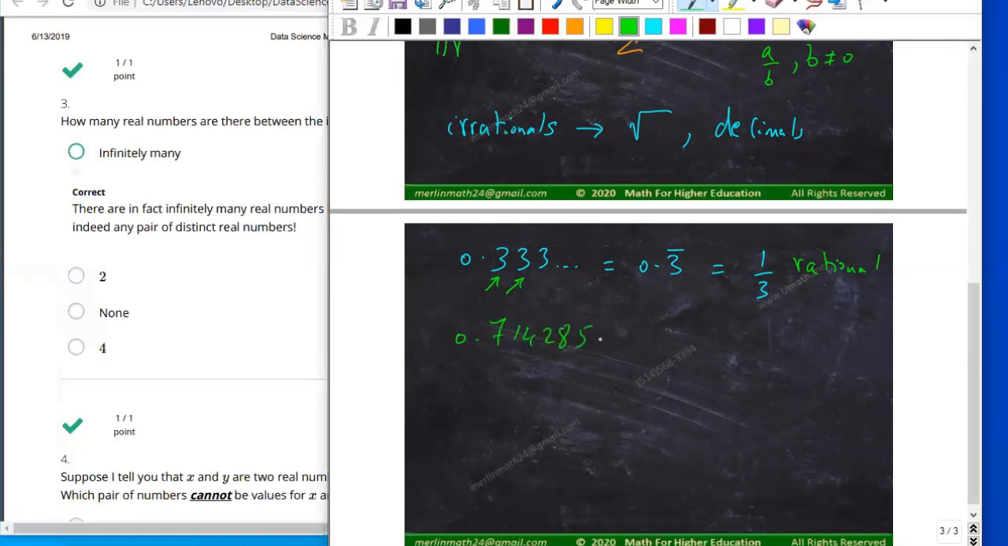Now take 0.714285... and then it goes on. It's not repeated, so I don't see, for example, 85 repeating. So in this case, this is a non-repeated decimal. This would be in the set of the irrationals. So this is an irrational number. For example, radical 2, if you calculate, it would be 1.4142, and it goes on.